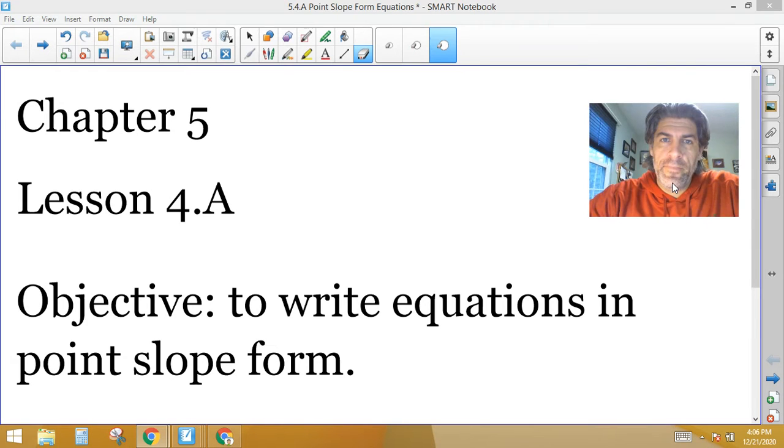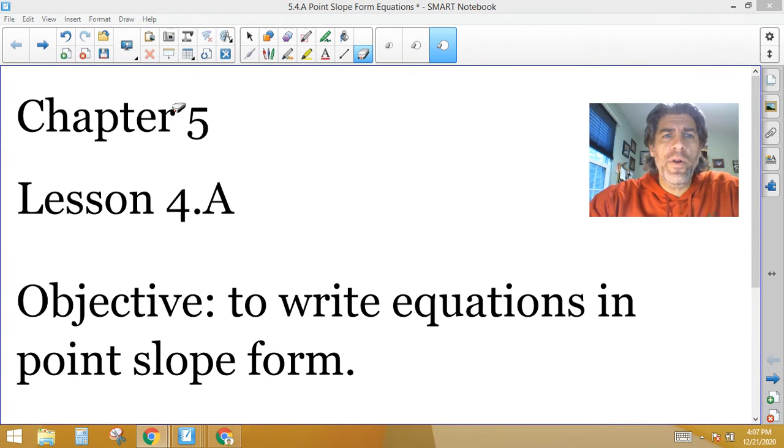Hey guys, here we are again, Chapter 5, Lesson 4A, getting close to the quiz. In this objective, we're going to write equations in point-slope form. Previously we worked with slope-intercept form. This is going to be a new form of a linear equation called point-slope form. As the name of this equation tells you, we're going to need a point and the slope.